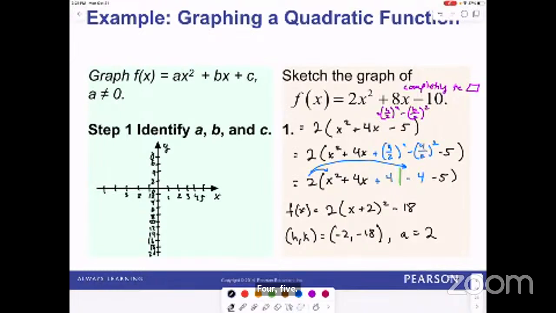So if the coordinates of the vertex are negative 2, negative 18, that can serve as our axis of symmetry. So negative 2.